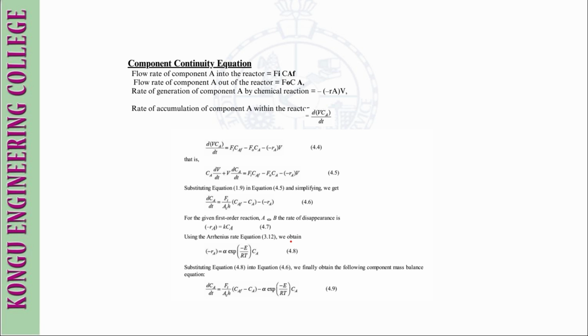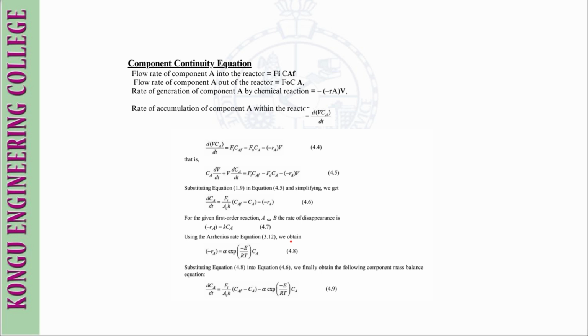Now divide by V, which gives dCA/dt is equal to Fi/V into CAF minus F naught/V into CA minus K CA. This gives us the rate of change of concentration of A in the reactor.